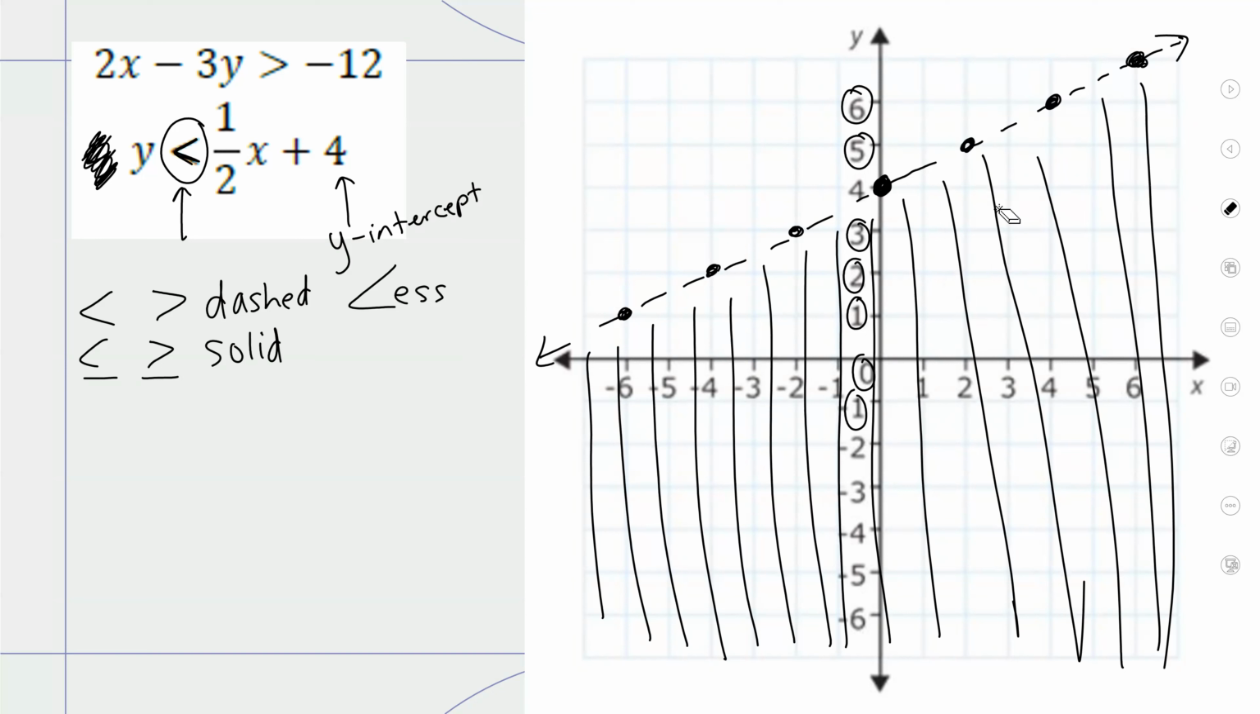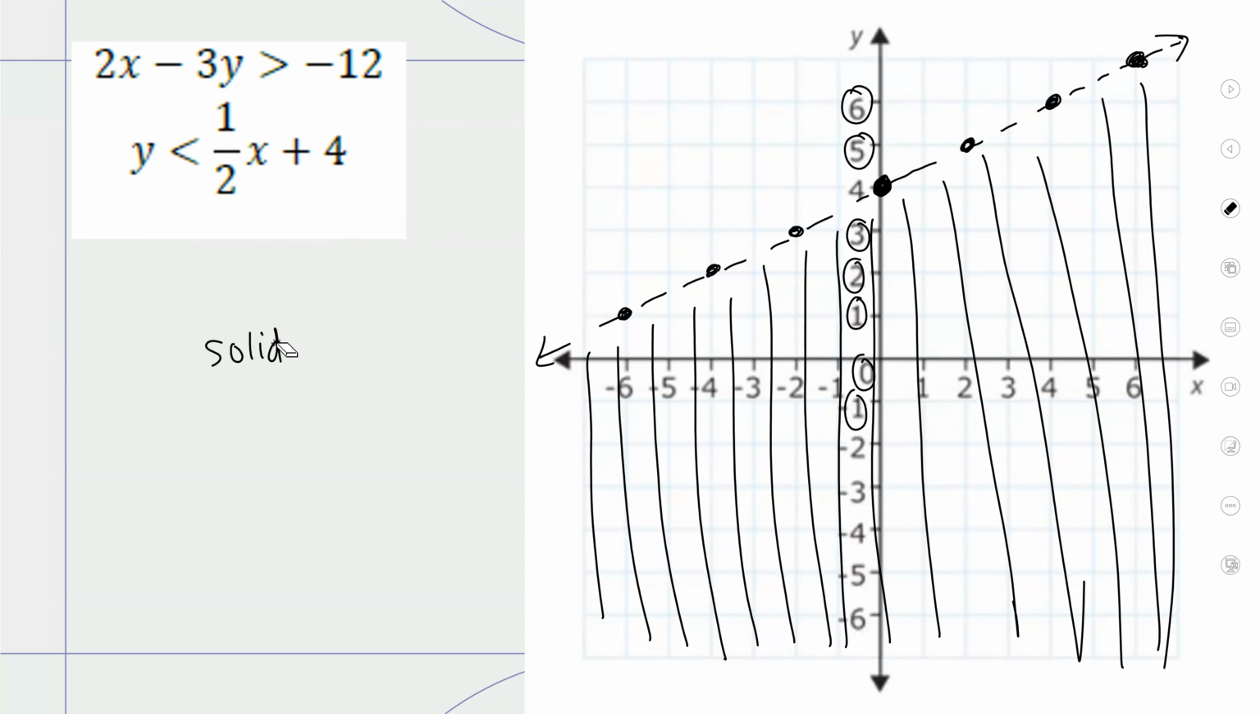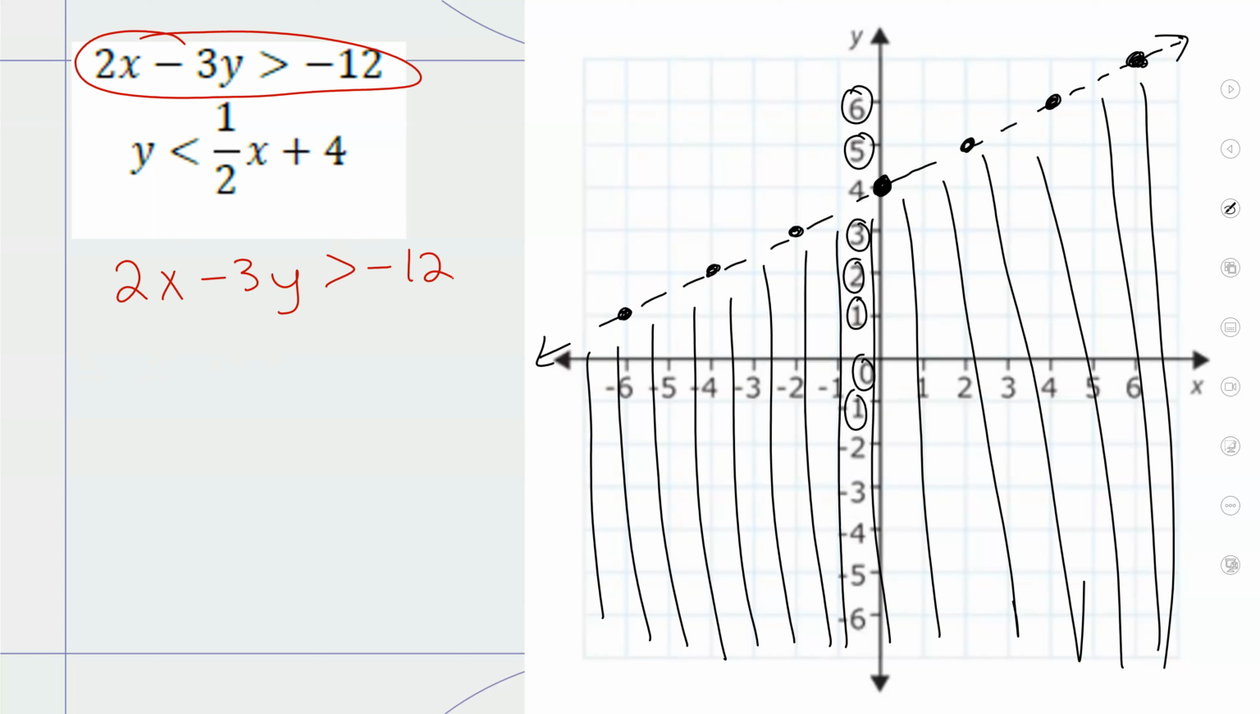Let me clean up this board a little bit. Let's do our next line. So notice my next line is not in slope-intercept form, so I have to do some algebra before I graph it. So I'm going to write this inequality down here. 2x minus 3y is greater than negative 12. So first, I'm going to move this 2x to this side of the inequality. So the negative will remain a negative. 3y will stay the same. My symbol doesn't change. This minus 12 doesn't change.